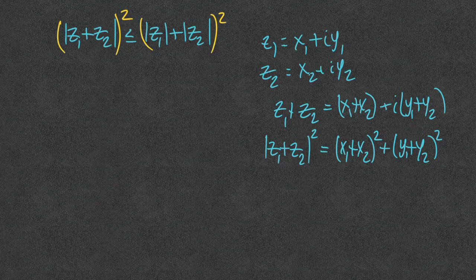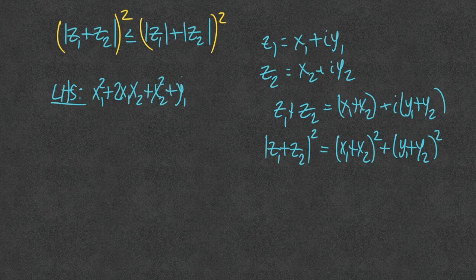So on the left-hand side of this inequality is going to be that mess. So let's go ahead and just FOIL everything out. So this is going to be x1 squared plus 2x1 x2 plus x2 squared plus y1 squared plus 2y1 y2 plus y2 squared. So I just FOILed this out and I FOILed that out.